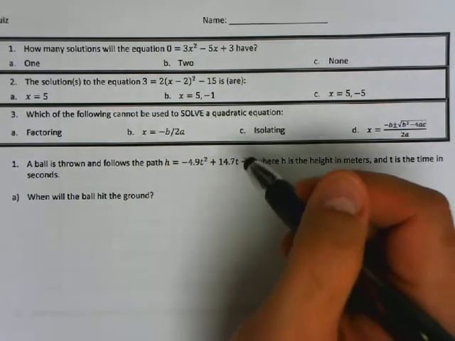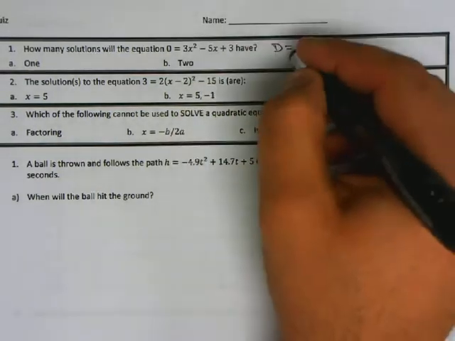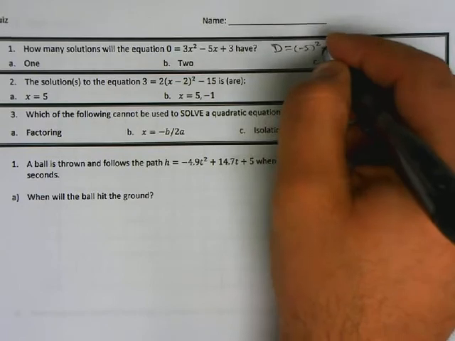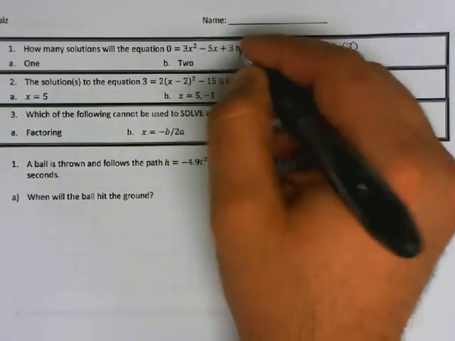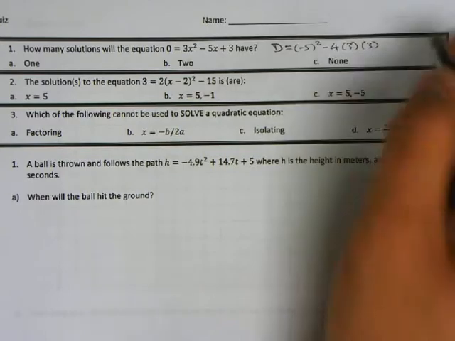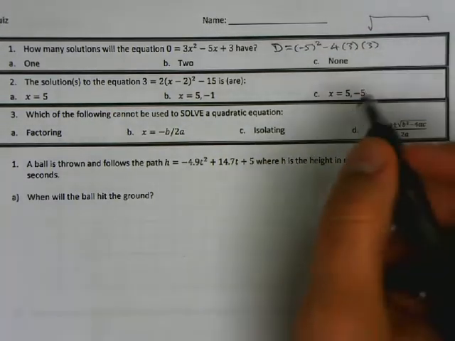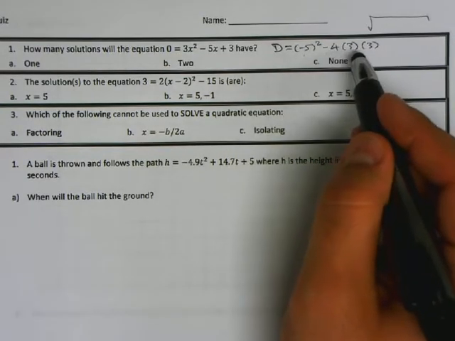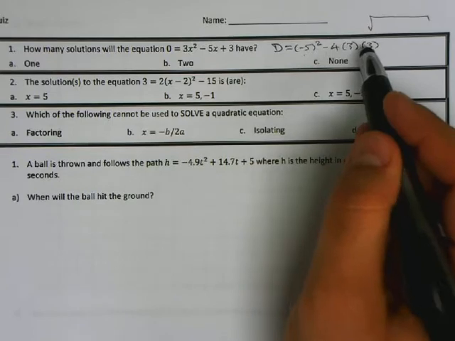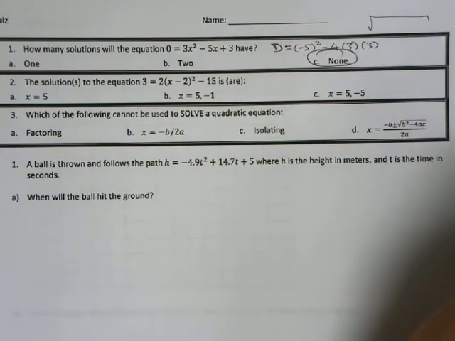Well, all we need to do is figure out the discriminant, right? And the discriminant is b squared, so negative 5 squared minus 4ac. So remember, that's just the part inside the square root of the quadratic formula. Well, that's 25 minus 36. 25 minus 36 is a negative number, and since it's a negative number, we get no solutions.